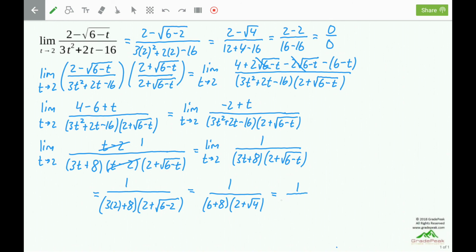We have 1 over 6 plus 8, which is a 14, and 2 plus the square root of 4, which is also a 2. So we have 1 over 14 times 2 plus 2 is a 4. So we have 1 over 14 times 4. 14 times 4 is 56. So we end up with a 1 over 56.